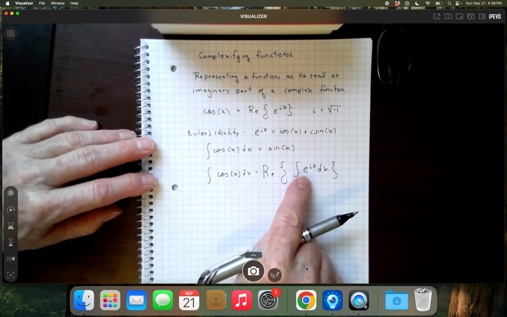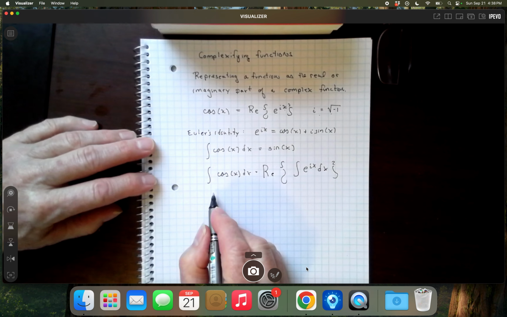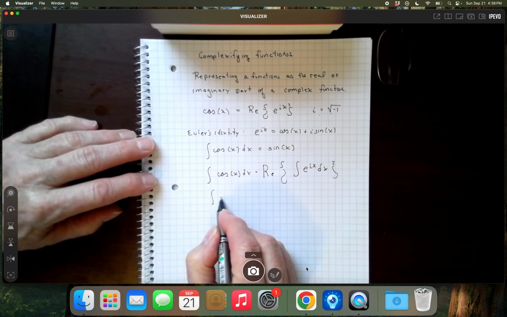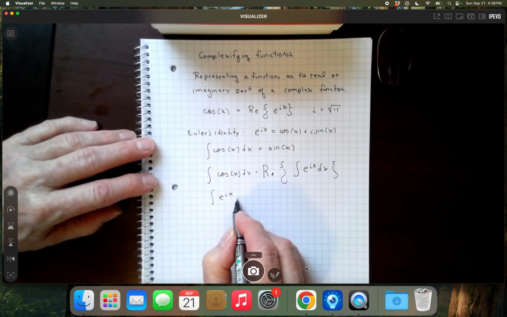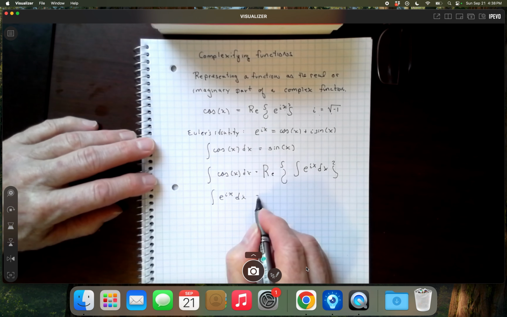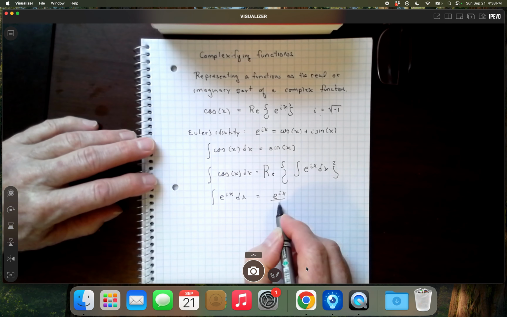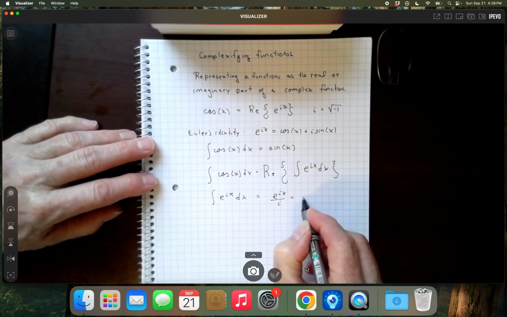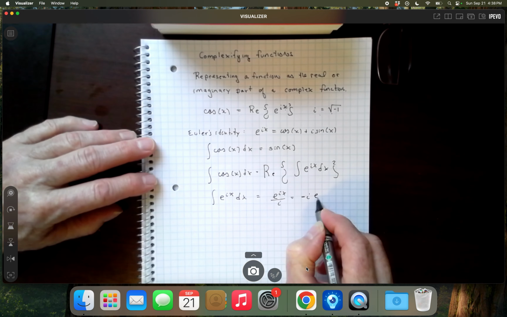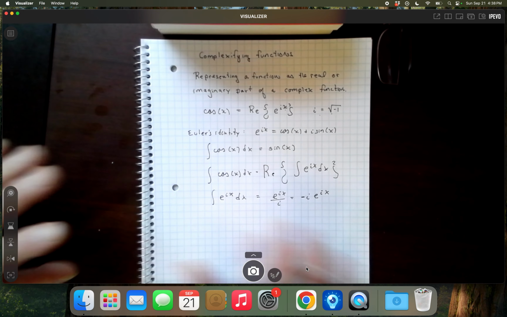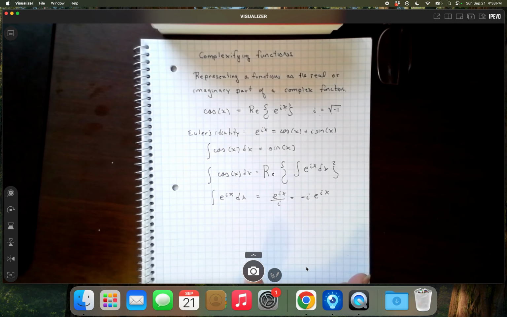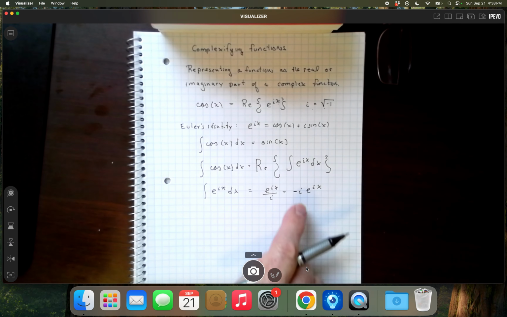So let's see that that works. Well, the integral of e to the ix is equal to e to the ix over i, which can be written as minus i e to the ix. Okay, so we've done the integration. And now we take the real part of this.